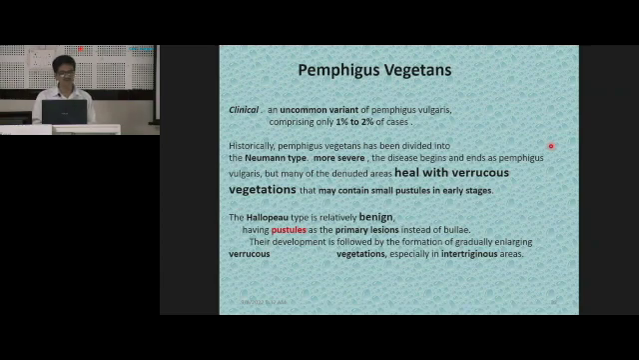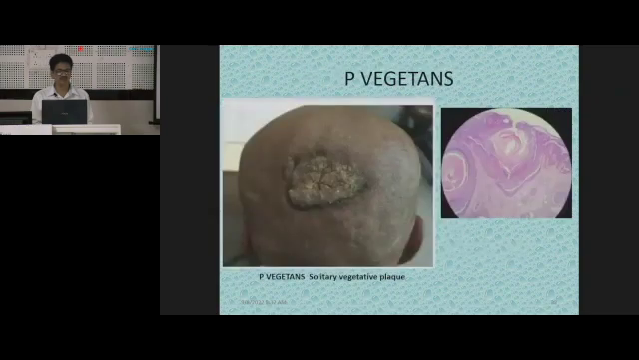There are those two named types. The Newman type is more severe, and the disease begins and ends as pemphigus vulgaris, but many of the denuded areas heal with verrucous vegetations and may contain small pustules right at the early stage. Sometimes presence of pustule can mislead you to certain other diagnosis, but otherwise it is not different. The Hallopeau type is relatively benign, and it has pustules as the primary lesion. Right from the beginning, the pustules are present, and there are no bullae to be found in this.